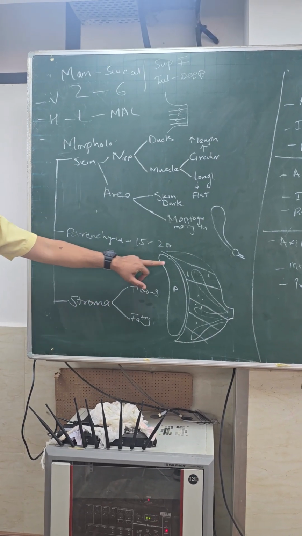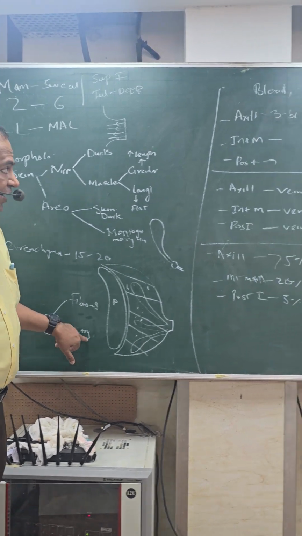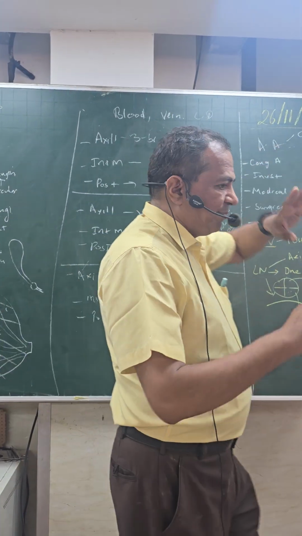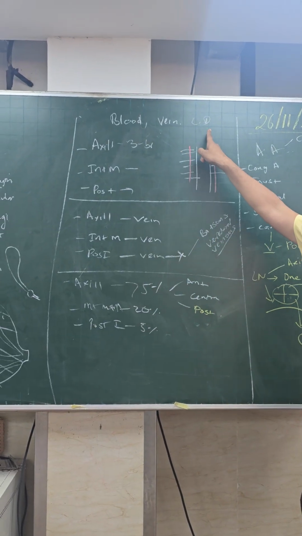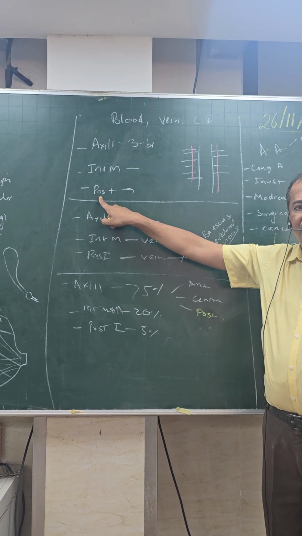Stroma is of two types. Fibrous stroma is ligament of Cooper, and fatty stroma is made up of fat. Regarding the blood supply, venous drainage and lymphatic drainage, you have to remember only three words: axillary, internal mammary and posterior intercostal.